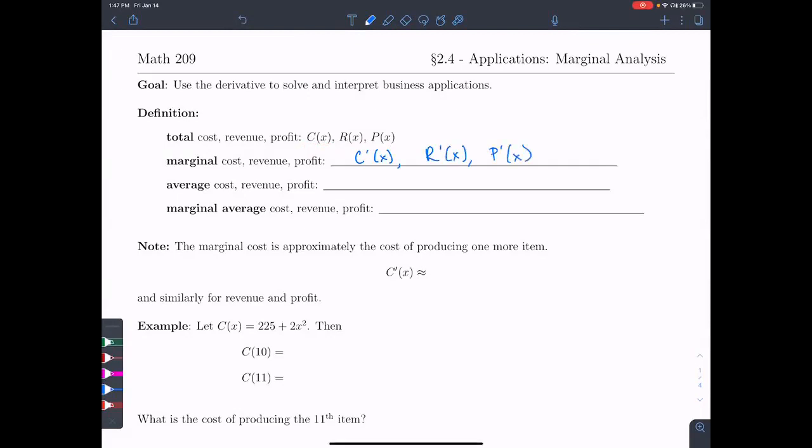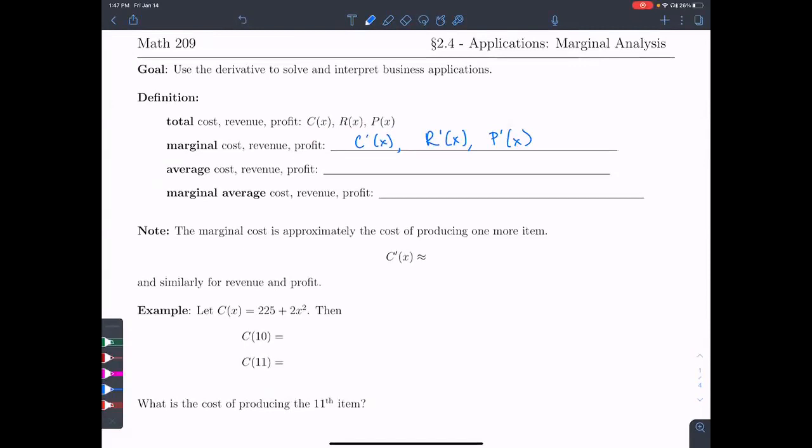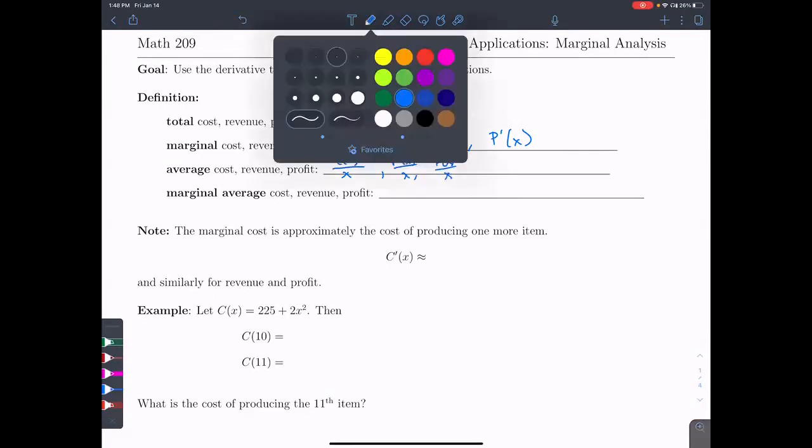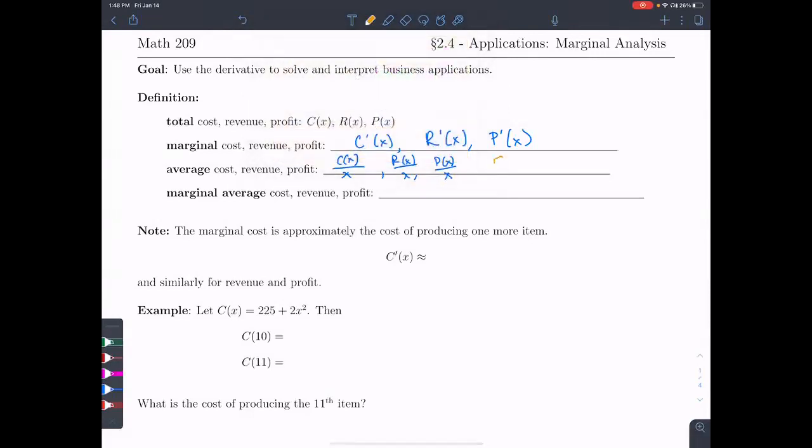For average cost, revenue, and profit, this is kind of bizarre, but it is the cost of X items divided by the number of items. So C of X divided by X, R of X divided by X, and P of X divided by X for cost, revenue, and profit. We're often going to write those as C bar. That would be the average cost. The average revenue is R bar, and the average profit is P bar of X.